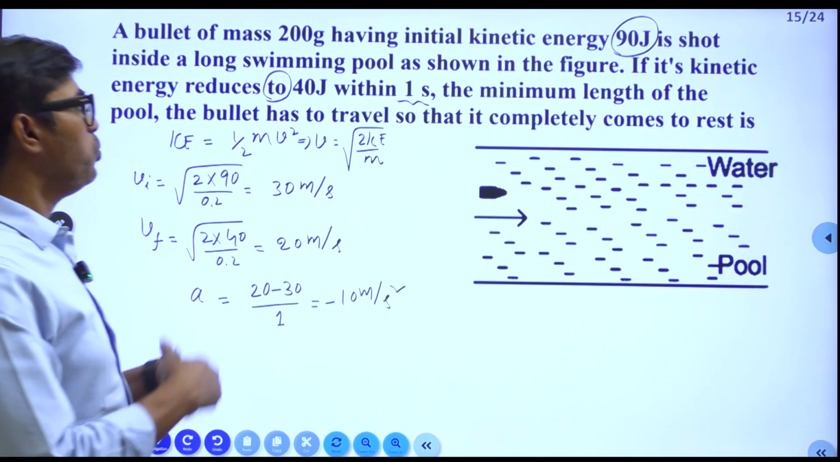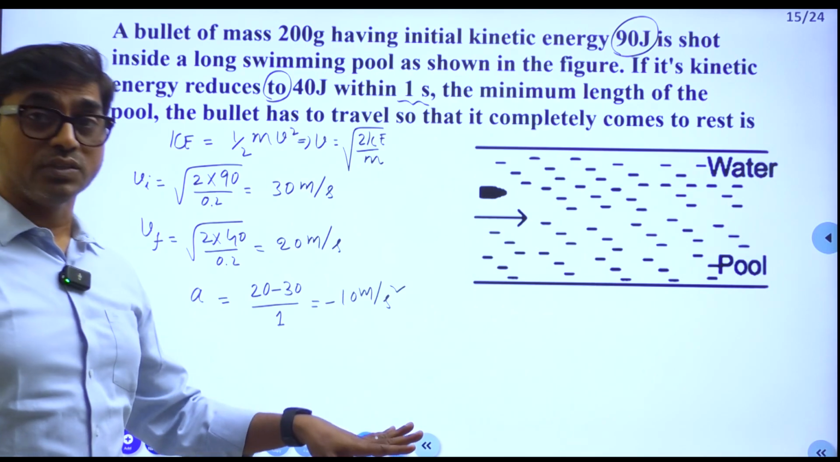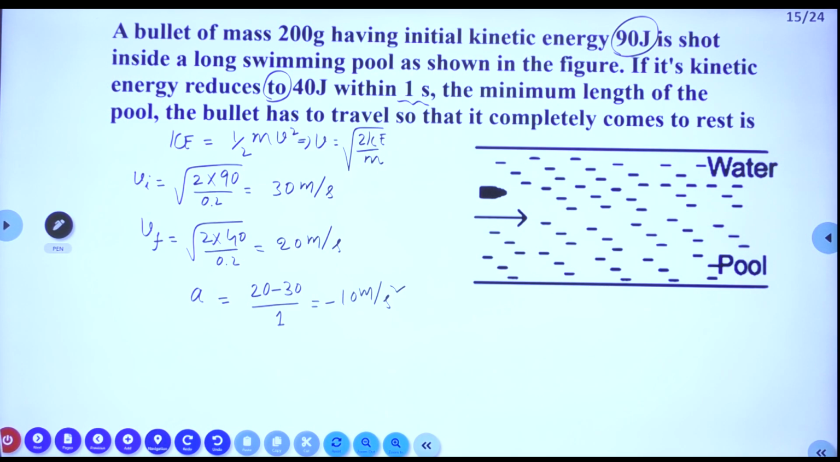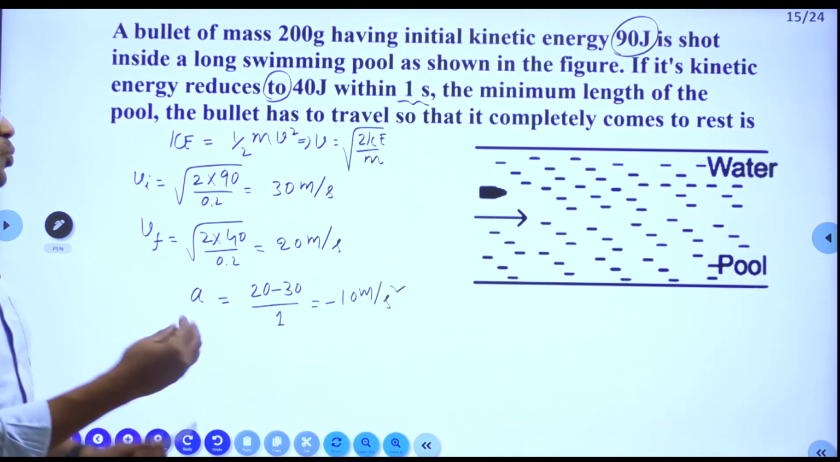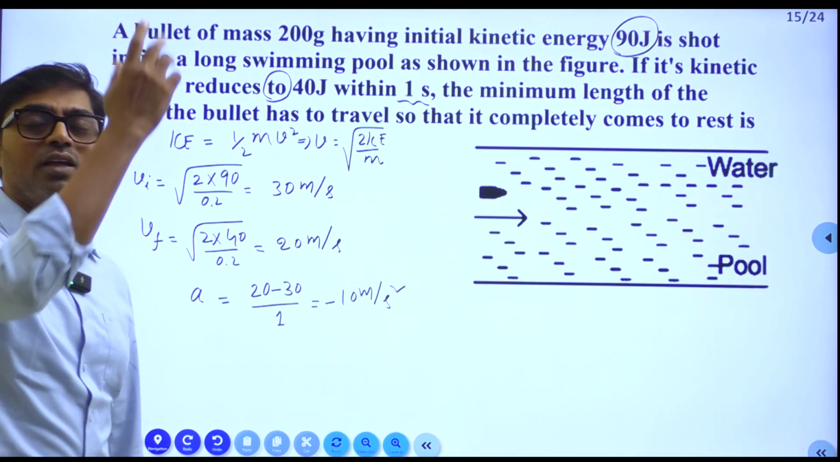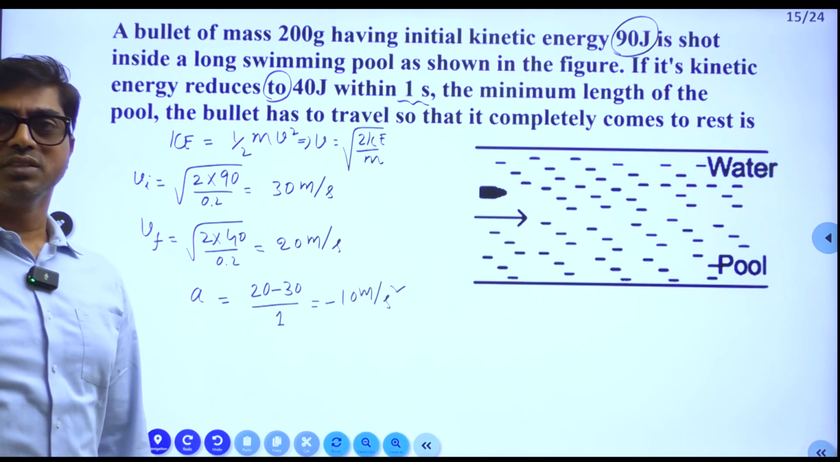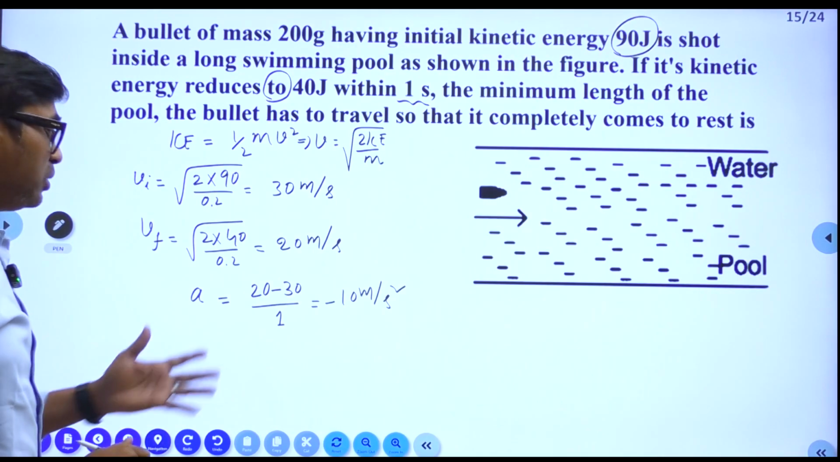Now they are asking you to find the minimum length of the pool the bullet has to travel so that it completely comes to rest. We assume that the same average drag force, the same average acceleration, is continued. It is something like you project it up with some velocity u under gravity. Gravity is trying to slow it down. Up to how much distance can it go before it comes to rest, similar to that.